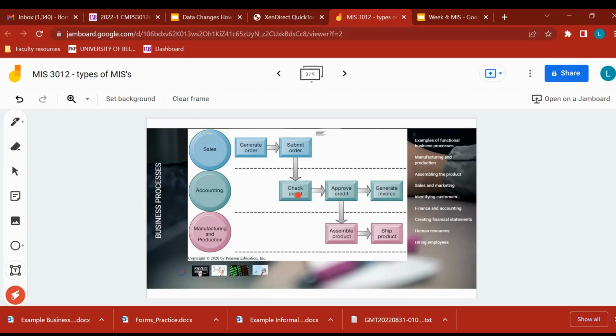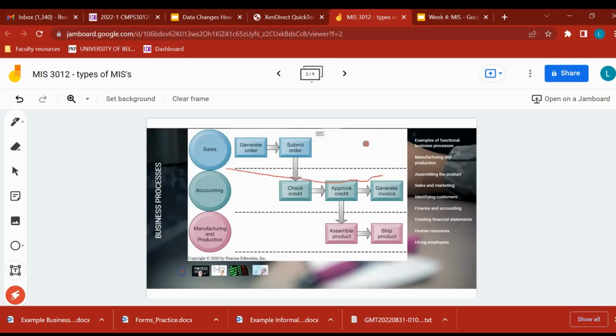When it reaches accounting now, they will check the person's credit balance. If it passes, then the credit is approved and then an invoice is generated. That now is sent to manufacturing, and based on the information sent, they will be able to assemble the quantity of products required by the client. And those products are sent to the address that was given by the client.